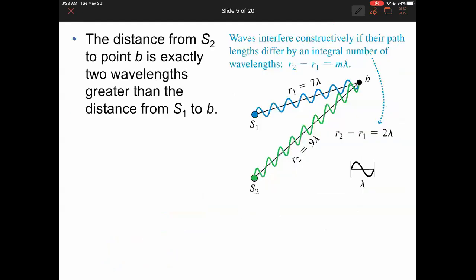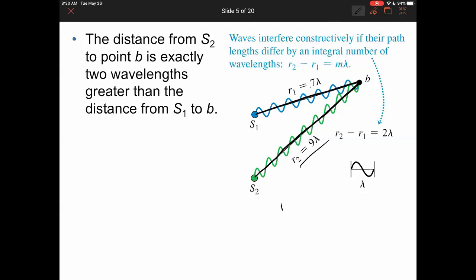All right, so let's go back to the next slide so we can see that. You can see that from source 1 to point B, if I draw a line like this, that distance is 7 wavelengths. That means you have to go through 7 wavelengths to get to point B. The same thing for source 2: R2 here is 9 wavelengths. That means the distance is longer for the wave traveling from source 2.